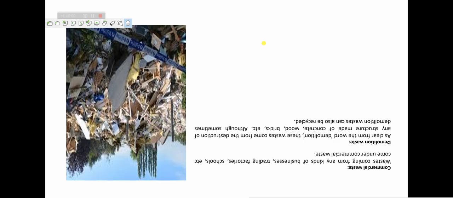Now demolition waste. What is demolition waste? You can see here, demolition means this waste comes from the destruction of any structure made of concrete, wood, brick, etc. Like somewhere construction work is going on, fine, so there will be much waste there. So these wastes come under the demolition waste, where destruction works and construction works are going on.